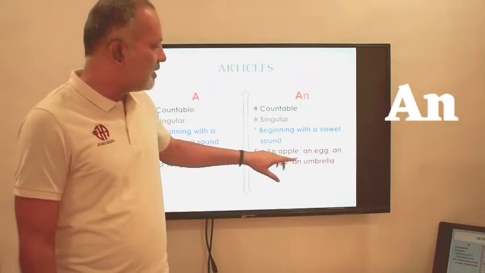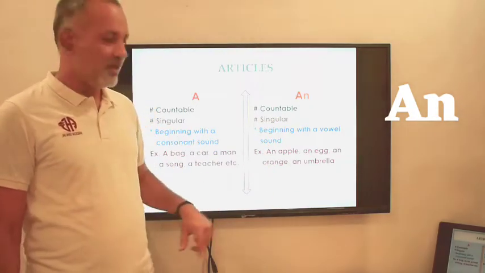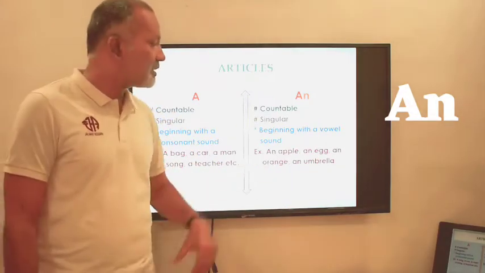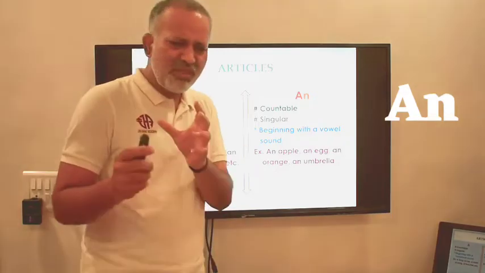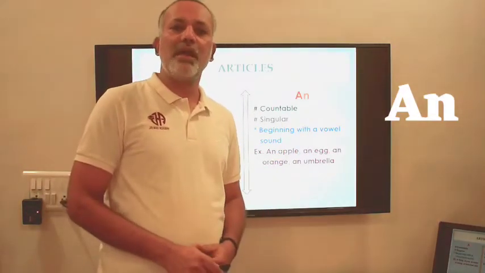So you can see apple की तीनों quality है. Countable है, singular, beginning with a vowel sound है. Then egg में भी तीनों क्वालिटीज है, तो इनके साथ हम यूज करते हैं an. तो ये चीज आपको ध्यान में रखना पड़ेगा. So these are the common things that we have about a and an.